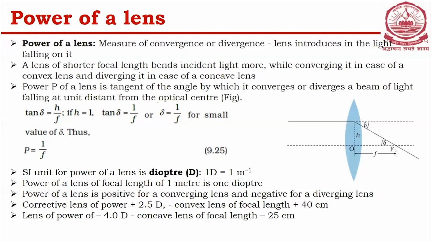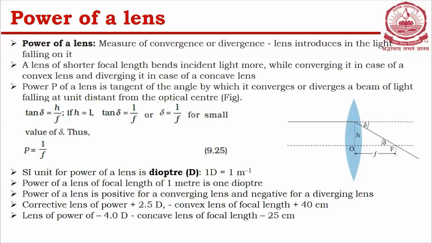When light falls on a lens, it introduces some convergence or divergence of the light. A lens of shorter focal length bends incident light more. Suppose this lens has a very short focal length, less than this point, it bends more and converges more.